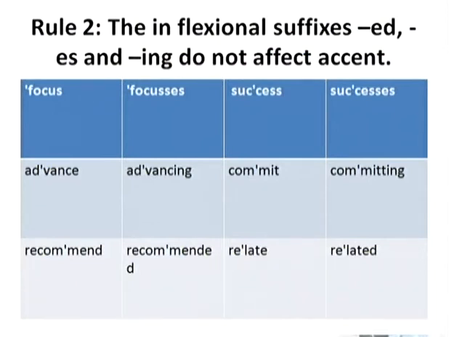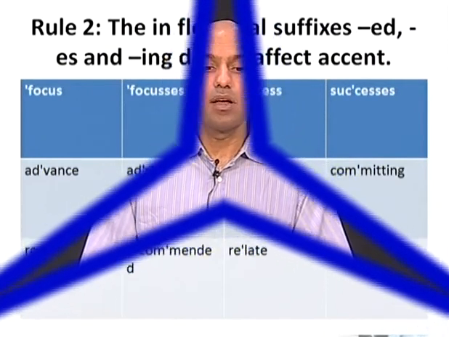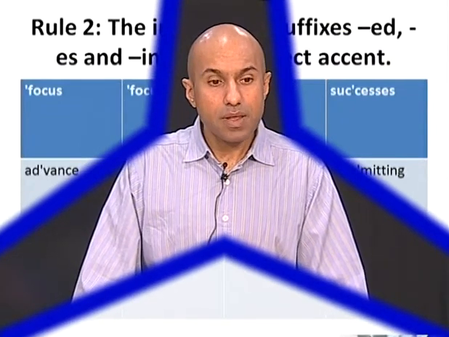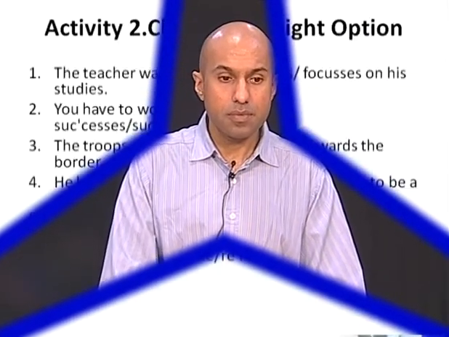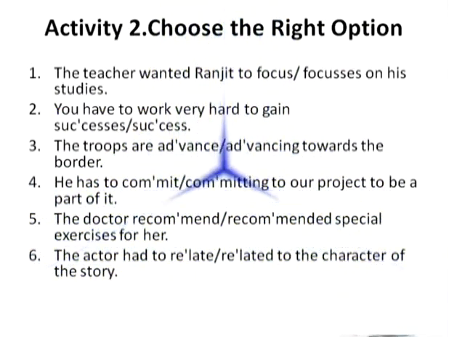So let's look at this rule once more. The inflectional suffixes ed, s and ing do not affect the accent. So we have focus, focuses, success, successes, advance, advancing, commit, committing, recommend, recommended, relate and related. Good. Let's go on to do an activity where you have to choose the right option.